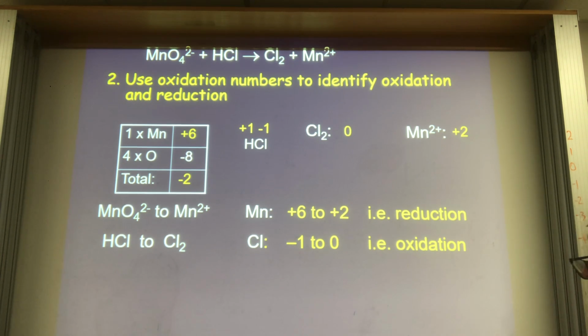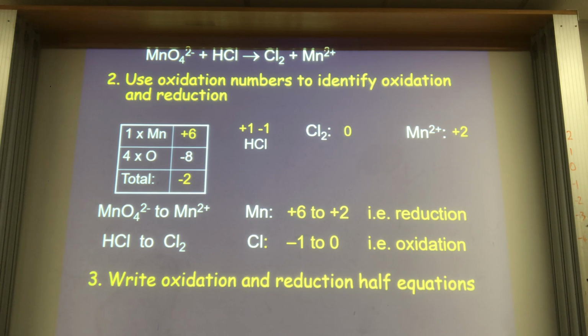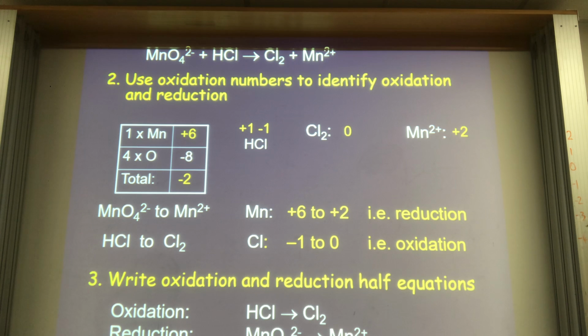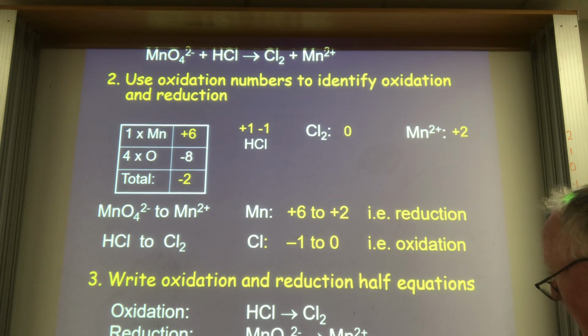So we can write 2 skeleton half equations. Manganese: MnO4 2- is turning into Mn2+. The HCl is turning into Cl2. As I say, don't worry about the hydrogens and the oxygens; it's the other elements that we need to make sure are properly part of the equation. They don't need to be balanced, we just need to make sure they're present on both sides. So that gives us 2 skeleton half equations. First step done.